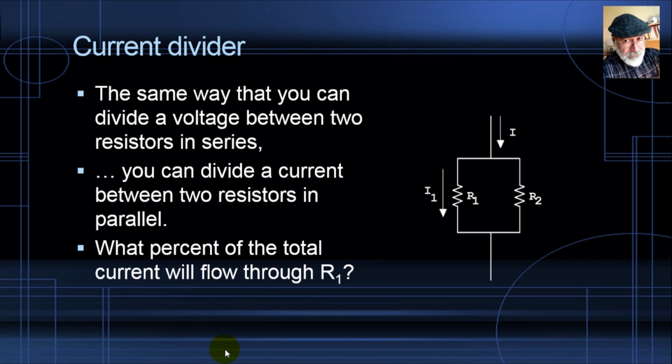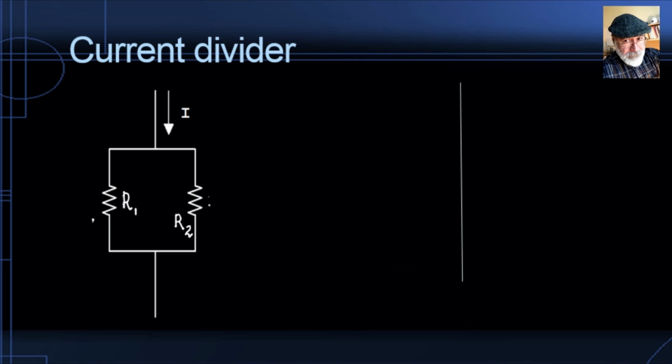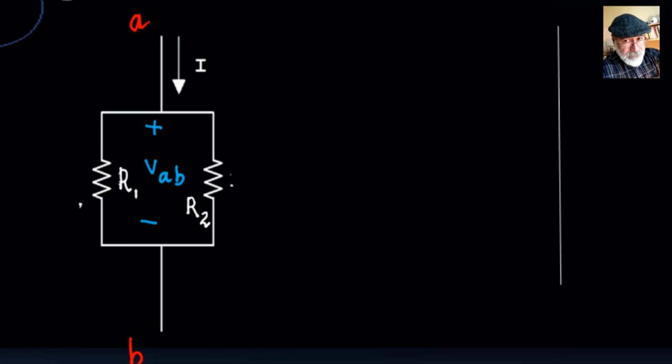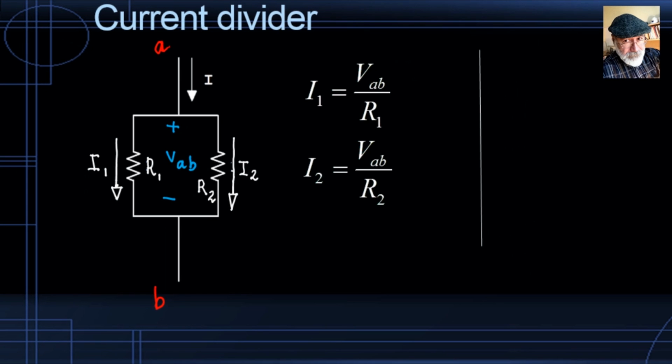Let's see. That is a current divider. We begin with a current divider and the total current connected between nodes A and B. The voltage between A and B is VAB, and it's the same in both resistors R1 and R2. The current in the first resistor R1 is given by Ohm's law. What is that? VAB divided by R1. But the current in the second resistor, I2, is also given by Ohm's law. VAB, the same voltage, divided by R2.